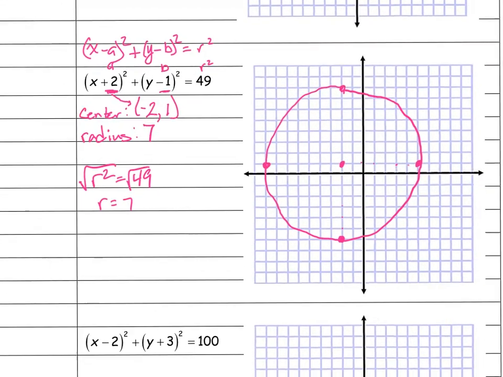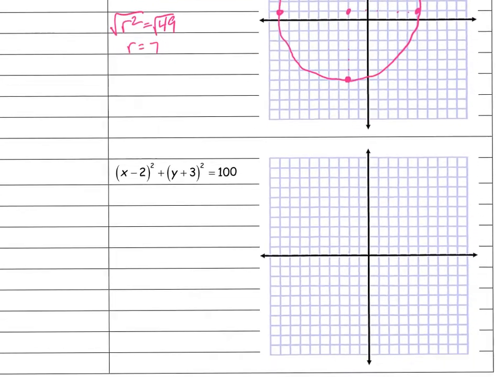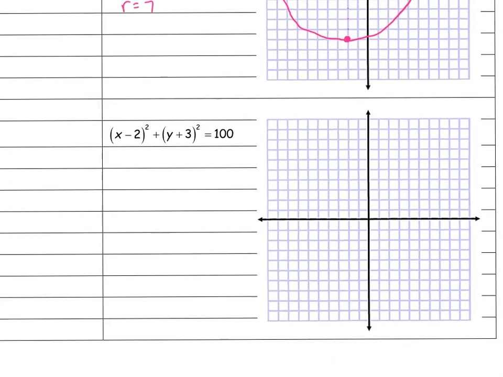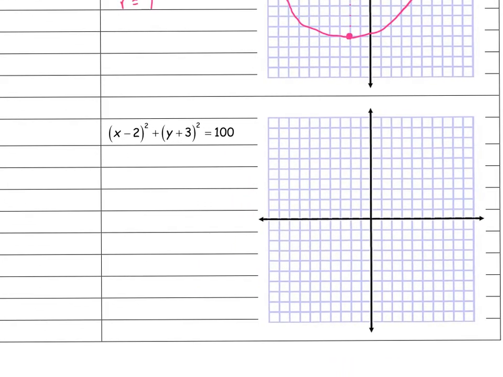We're going to go ahead and do one more, and then I'm going to let you guys practice here. So the center of my circle is A, B, and R squared, right? So I need my center and my radius. So the center of my circle is going to be 2, -3. And my radius, R squared, equals 100. So R is going to equal 10. So my radius equals 10.